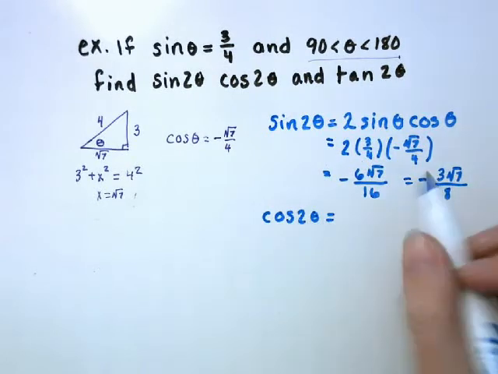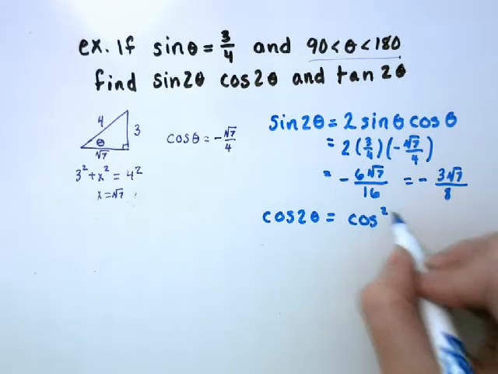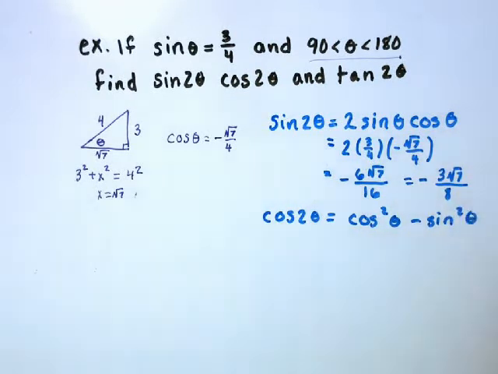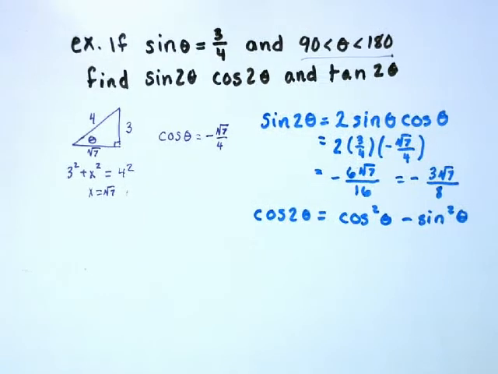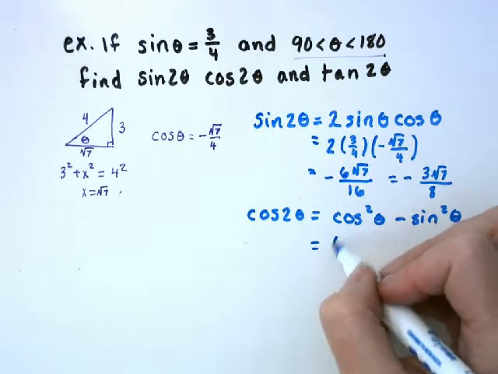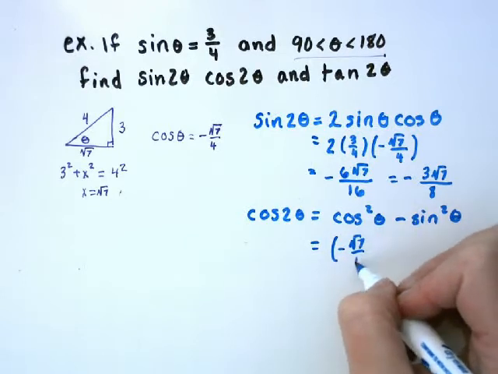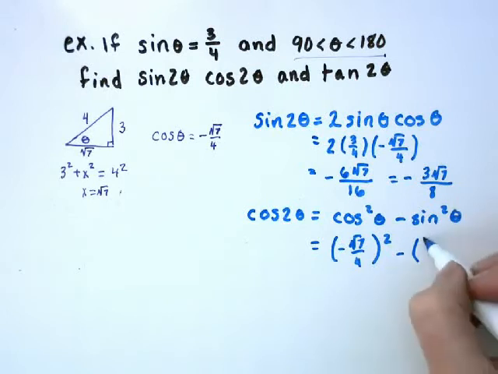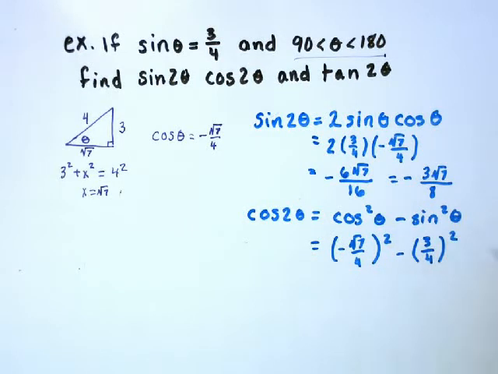Cosine 2 theta is going to be cosine squared theta minus sine squared theta, or you could use one of the variations if you wanted to. Cosine of theta is negative root 7 over 4. We're going to square that. Minus 3 over 4 squared.